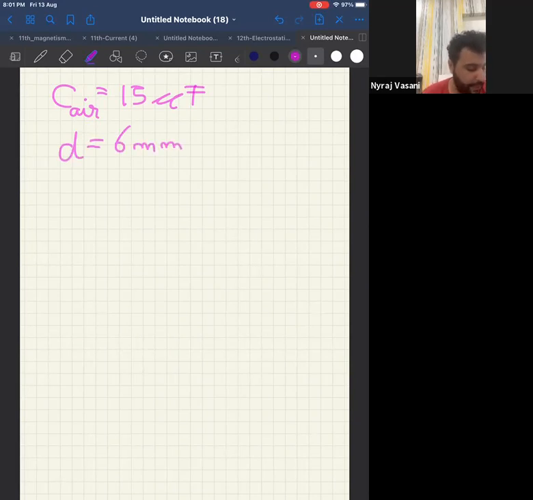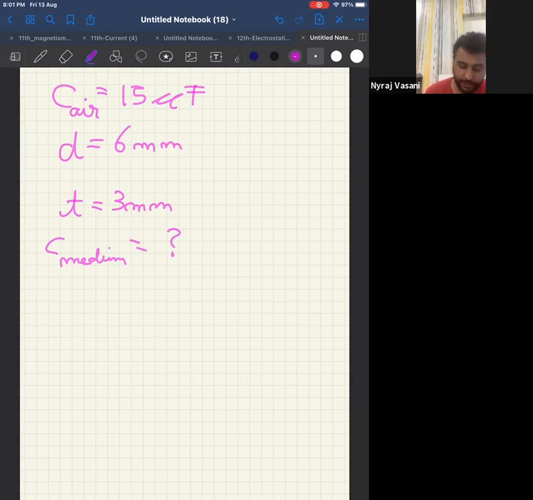A copper plate of 3 millimeter thickness, that is t equal to 3 millimeter, is introduced symmetrically between the plates. Now the new capacitance becomes, that means capacitance of a medium becomes how much? Now tell me, which formula do I use for capacitance of a medium?